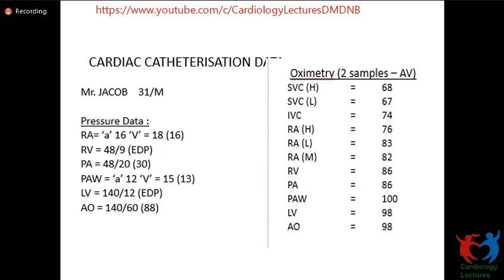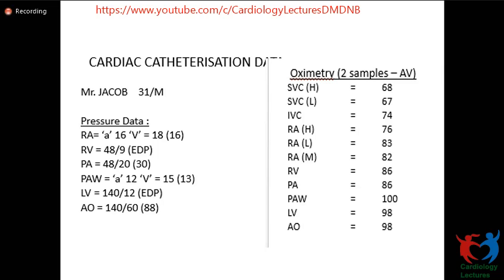Here the oxygen saturation in the RA has gone up to 83, but in the RV it is 86. So is that enough for you to call that there could be a VSD? No, sir, that's not enough. No significant difference. Right. So there is a significant difference from mixed venous to RA, but no significant difference from RA to RV. The pulmonary artery is 86, the pulmonary arterial wedge saturation is 100, and LV and aortic pressures are normal. Very good.